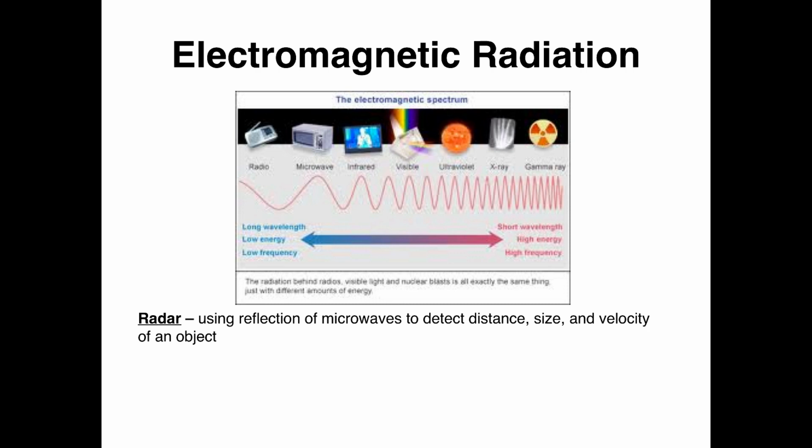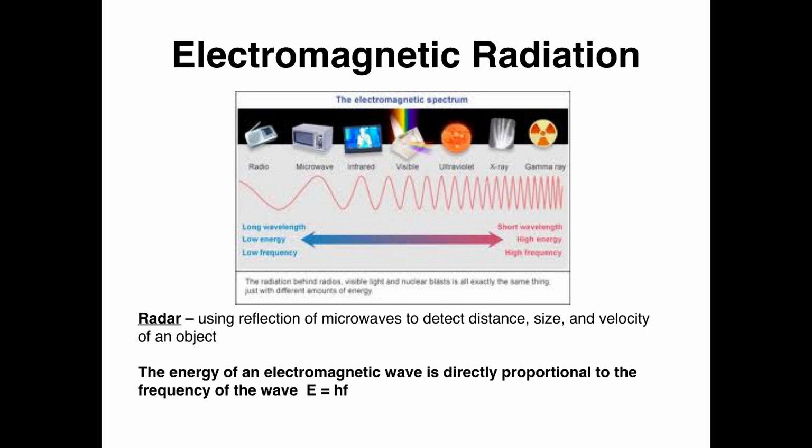Radar is when you use these low energy waves, such as microwaves, to detect an object at a distance. It's very much like sonar. You bounce the microwaves off an object, and when it returns, it can tell you the distance, size, and how fast that object is moving. The energy of an electromagnetic wave is directly proportional to its frequency. The energy is equal to Planck's constant times the frequency.